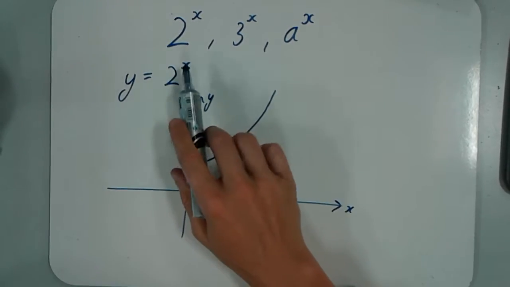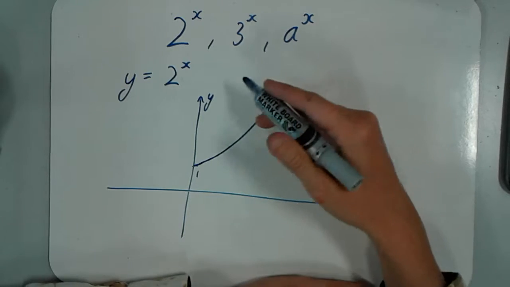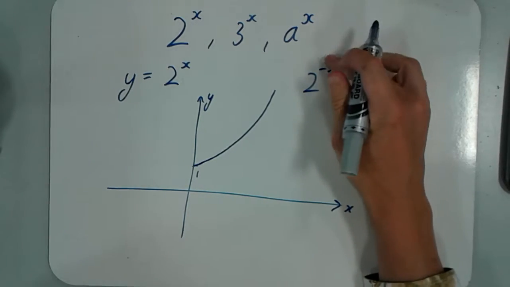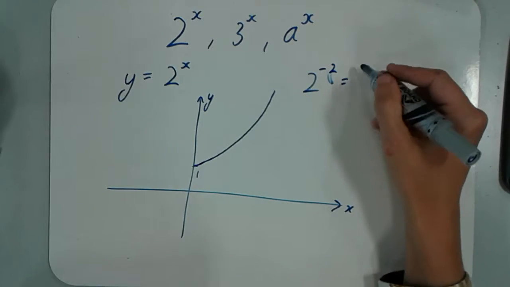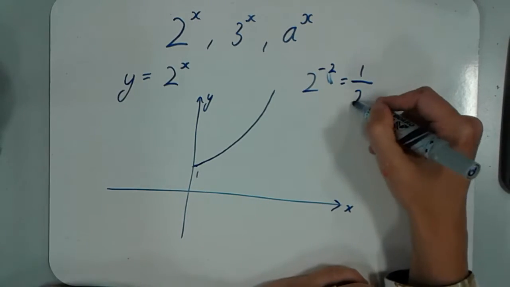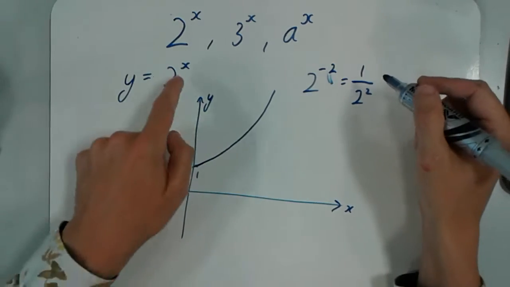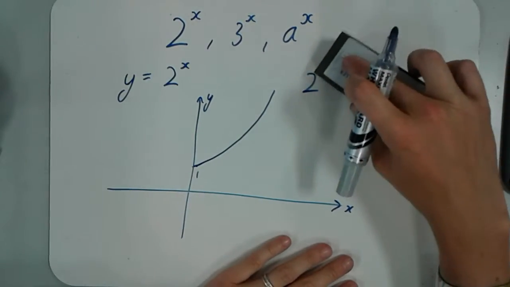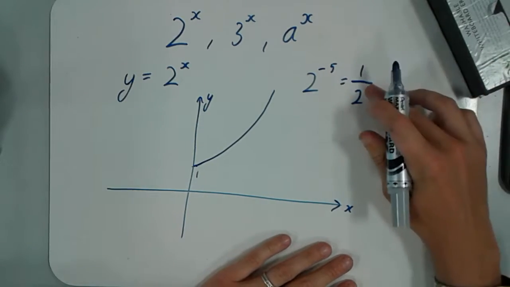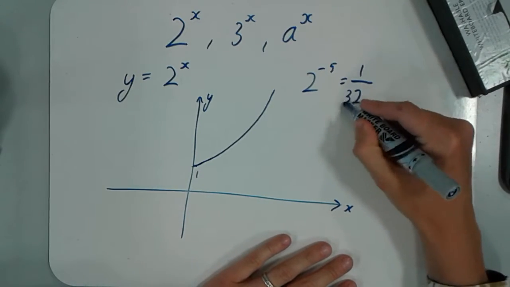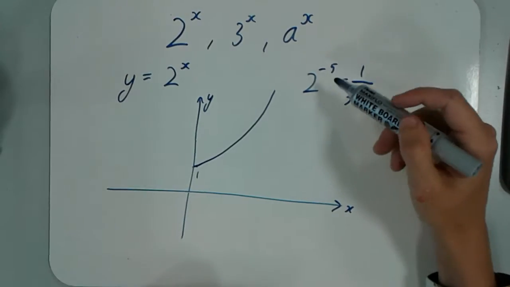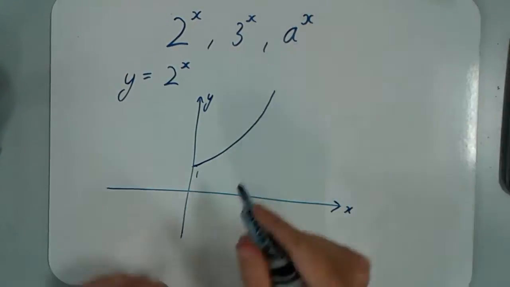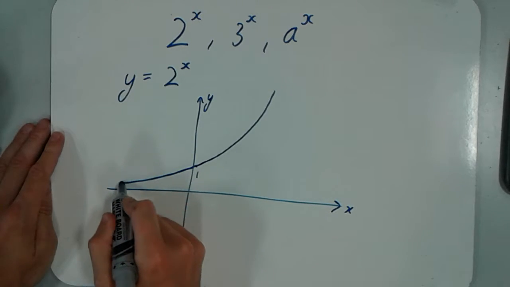But let's think what happens when we start putting in negative numbers in here. We remember that negative powers, so let's imagine minus 2, would mean 1 over 2 squared. So what's going to happen as we start putting in larger and larger negative powers? We will get larger and larger reciprocals. 2 to the power of 5 is 32. So this number is going to get smaller and smaller and smaller.